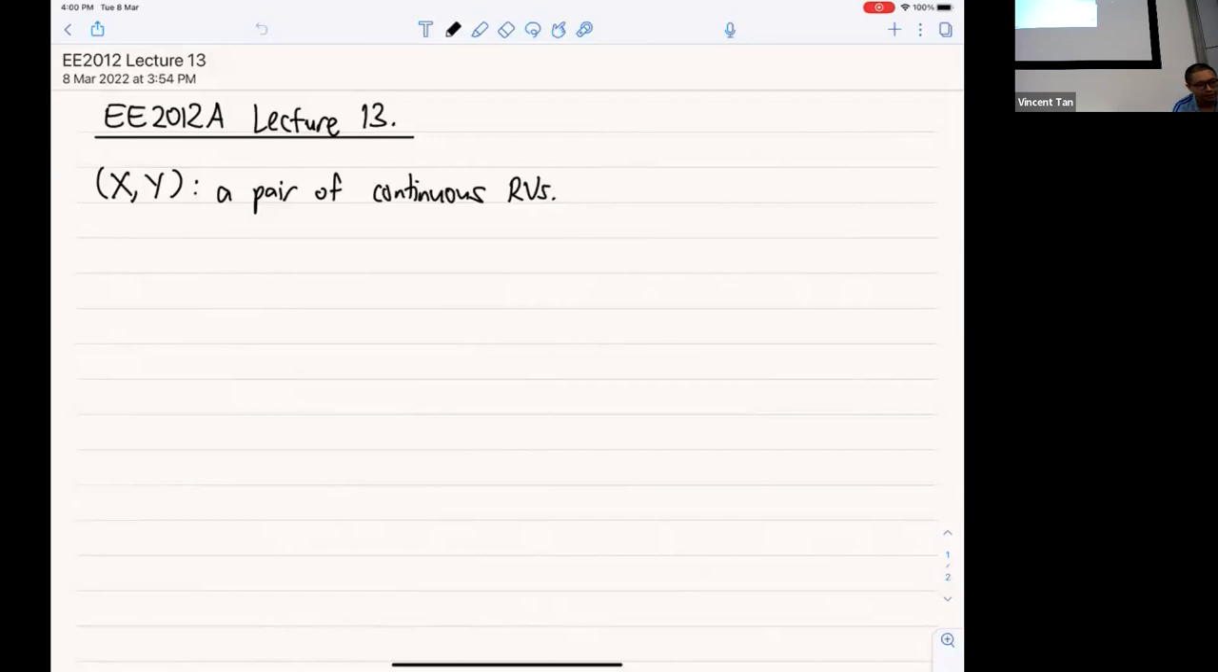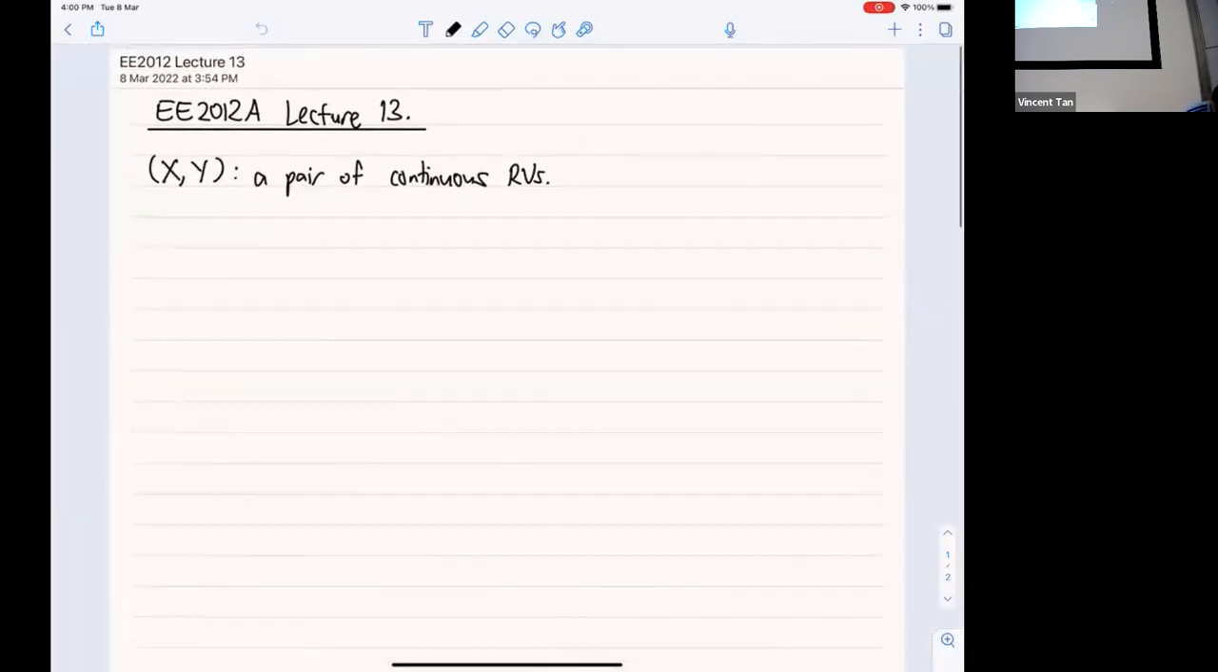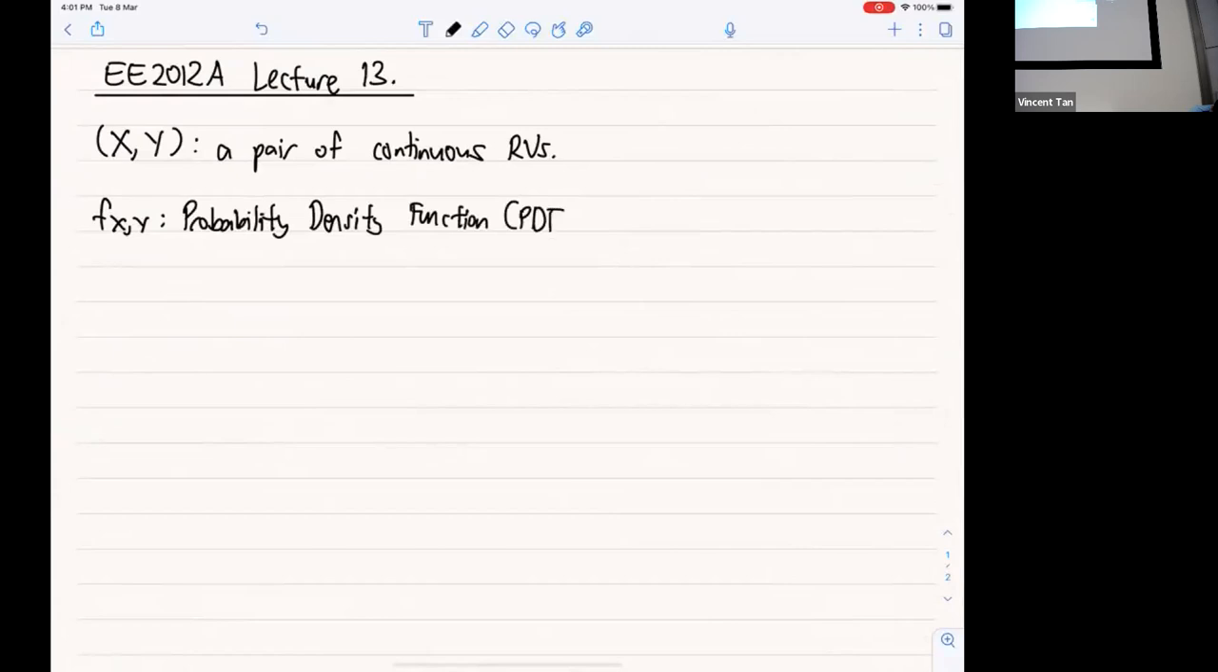Okay. So let us continue where we left off last time, which is joint PDF of random variables. So let me go through some basics to help you recap. Right, so we have two random variables, X and Y. Both of these are continuous random variables. And we say that f_XY is the probability density function, or PDF, of the pair XY. What are the properties that the probability density function has to satisfy? The most important one is the following.